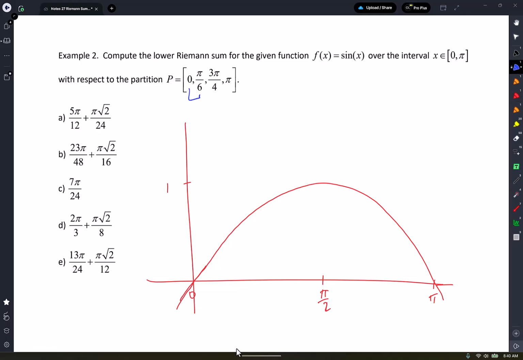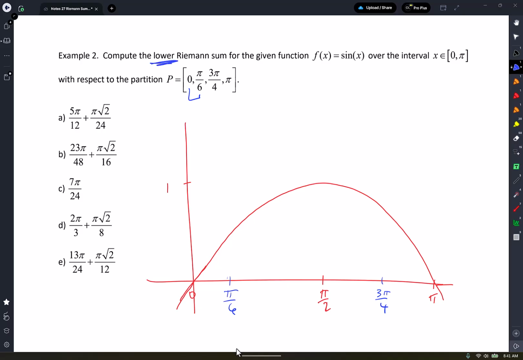So let's see, pi over 6 is probably really close here, like right there. Pi over 6 is 3 pi over 4. So 3 pi over 4 is right smack in the middle between pi over 2 and pi, sorry, 3 pi over 4 and pi. So there it is. So I only have 3 rectangles. Well, technically just one.